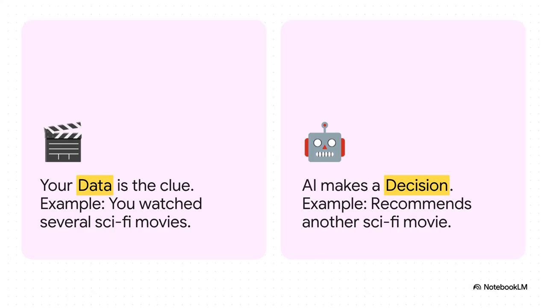So let's put it all together. Here's a super simple example. Your data, those are the clues, shows that you're a big fan of sci-fi. The AI's decision, the solution to the case, is to recommend that new hit show. You see? It's a direct line from your actions to its prediction.